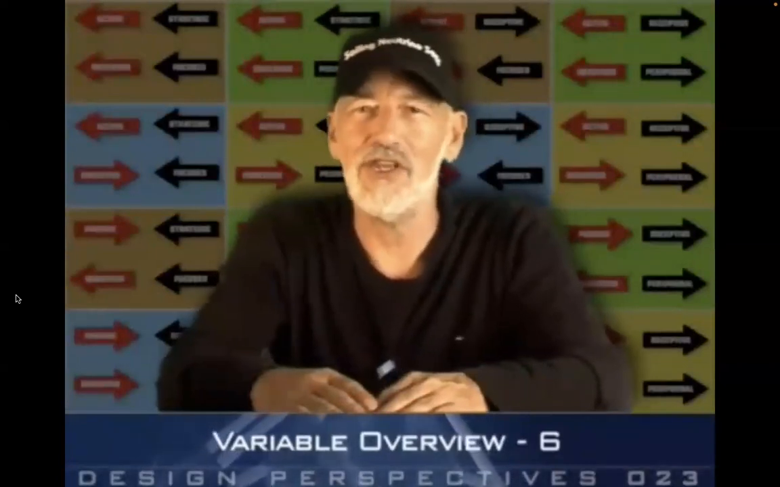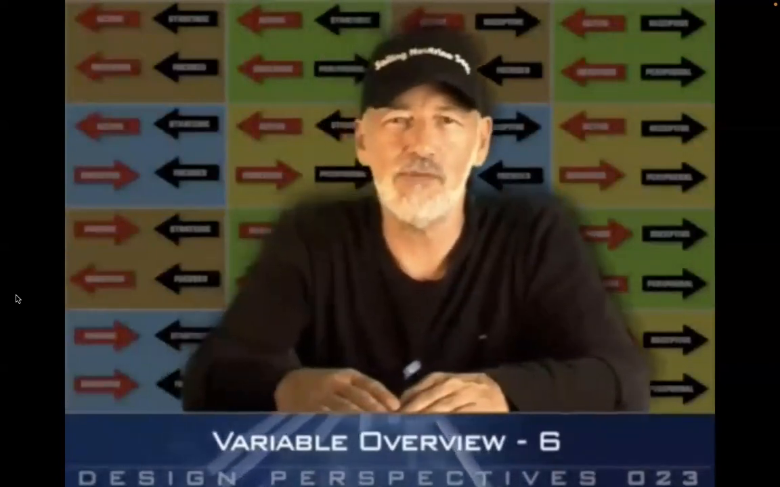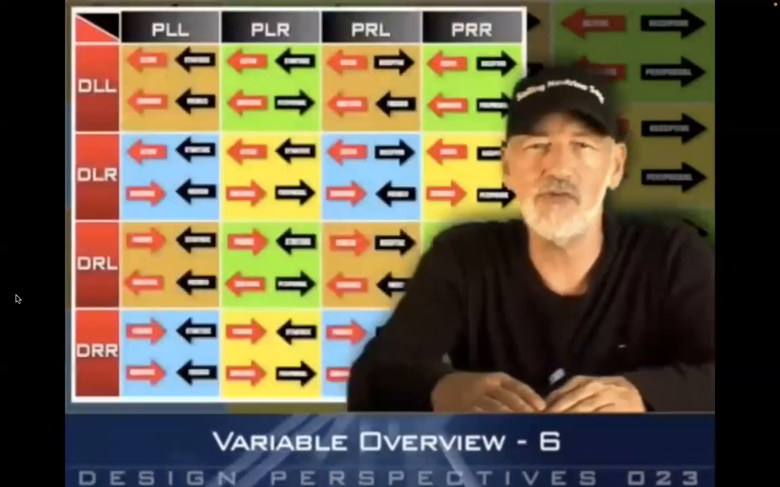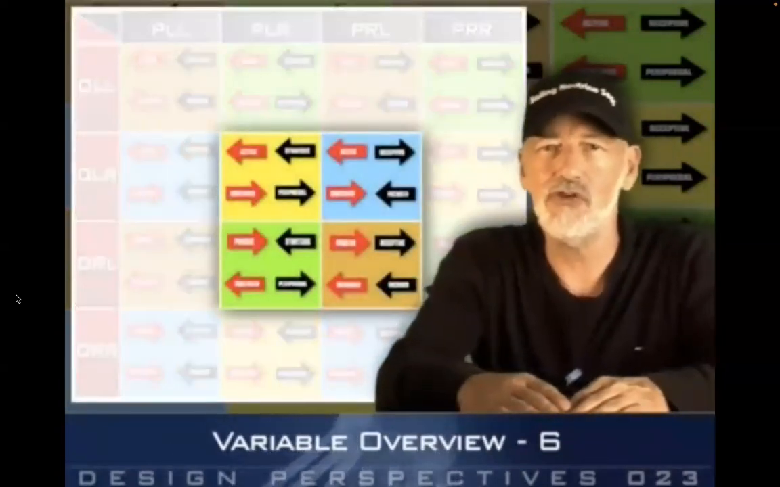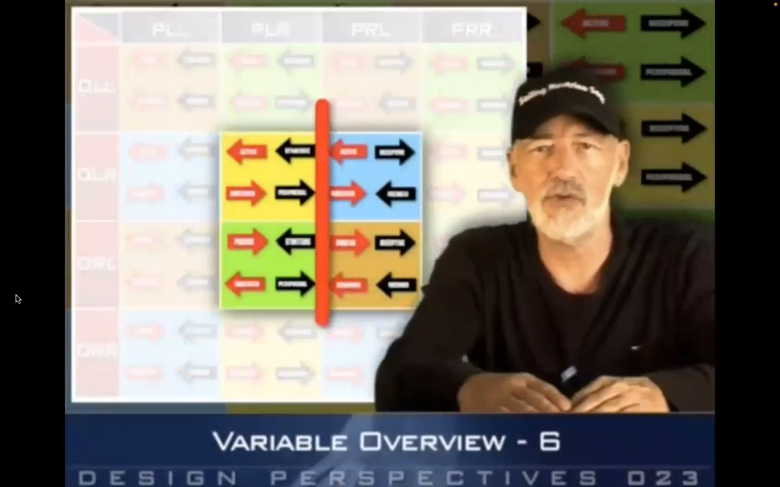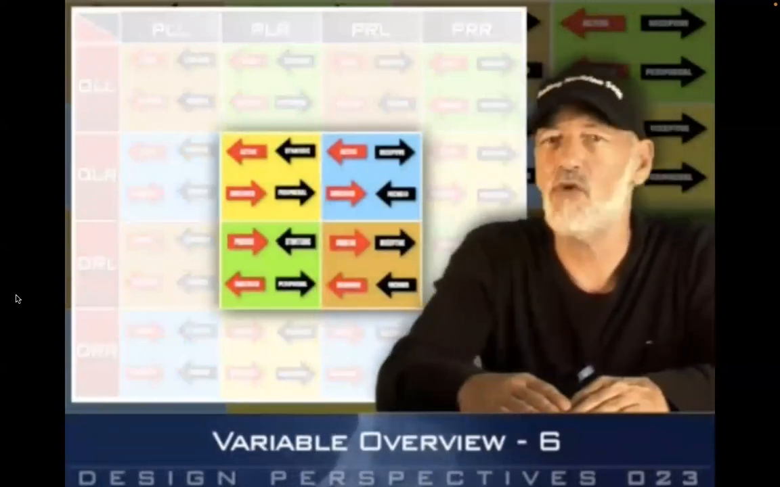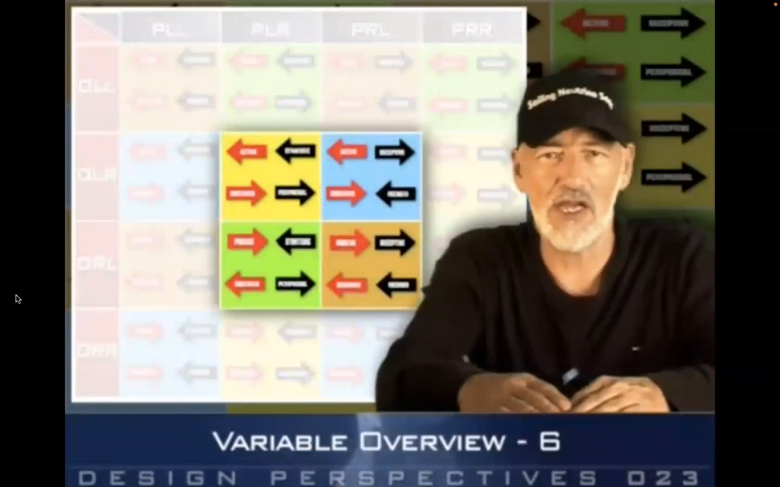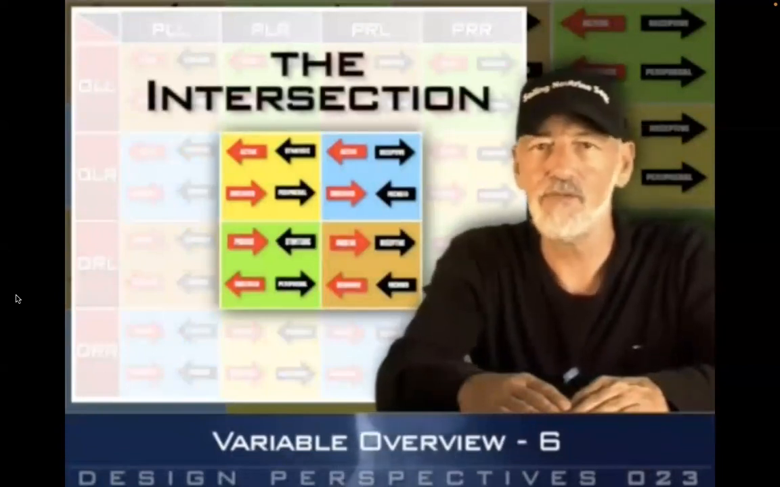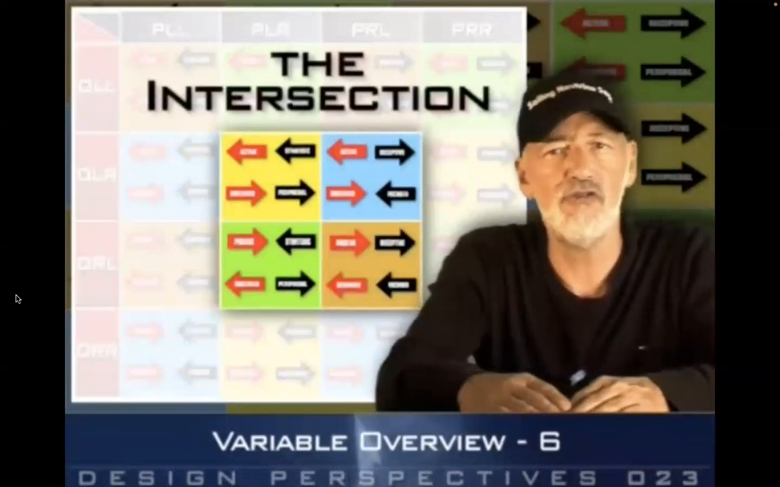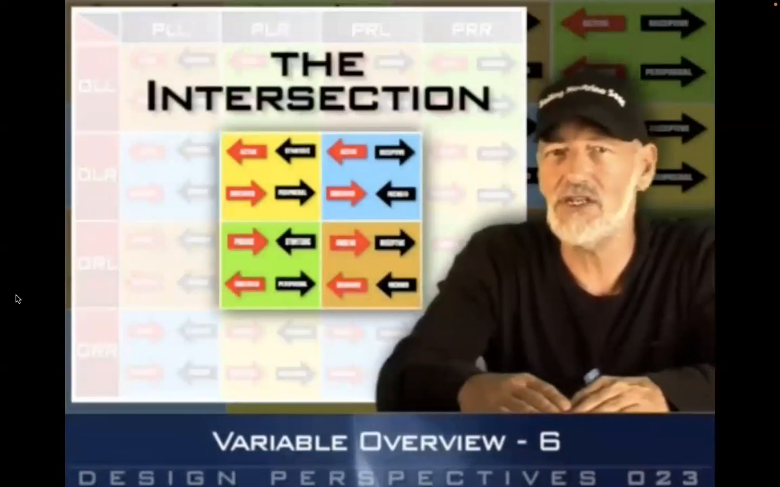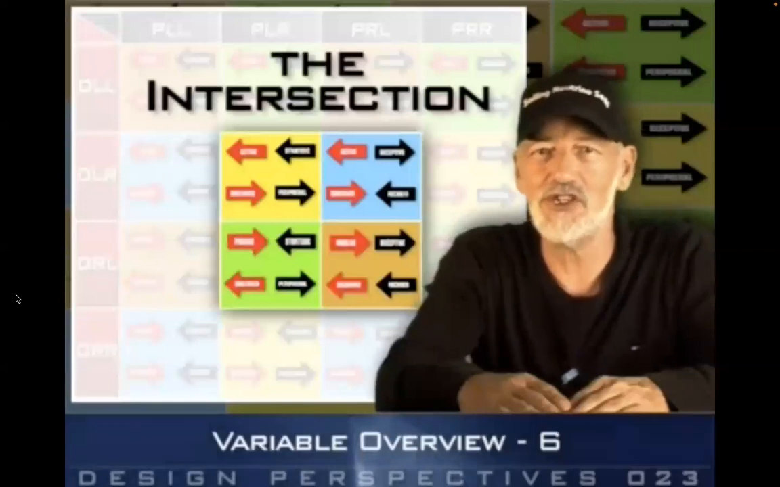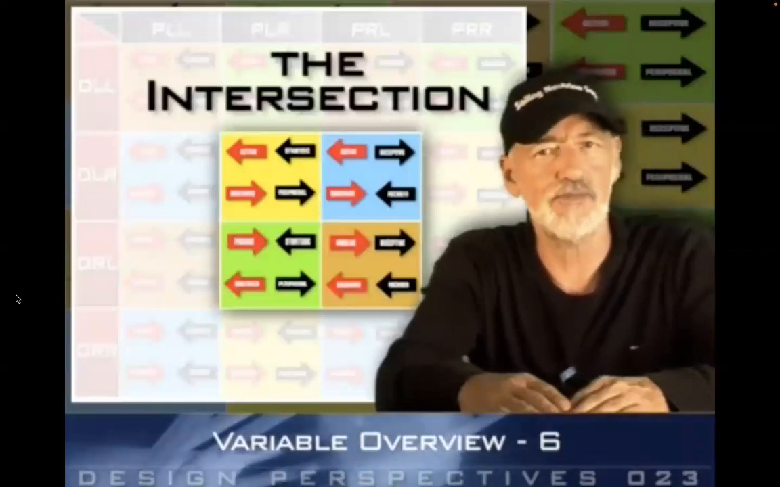The right intersection. Now, if you look at the variable grid, what you'll notice is that right in the center of the variable grid are four variables. Two that are on the left side, two that are on the right side. These four variables are known as the intersection. It is a place of confluence. It is a place where leftness and rightness, well, almost in a sense, bang into each other.